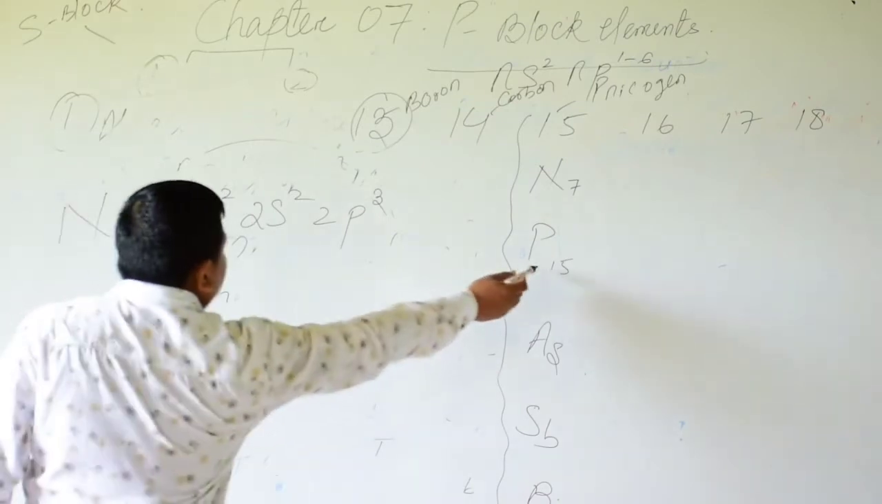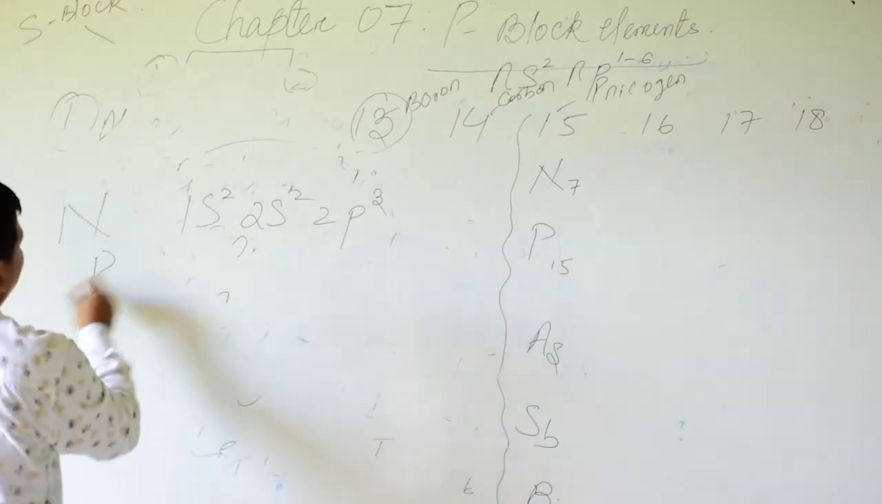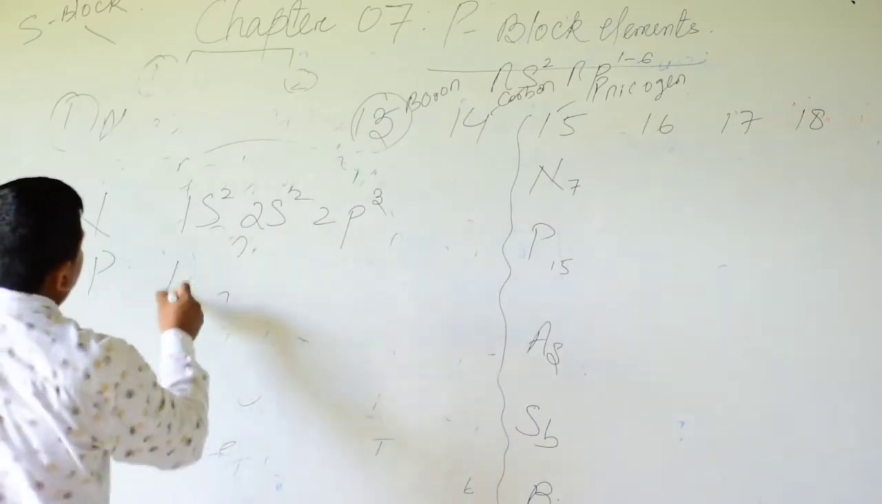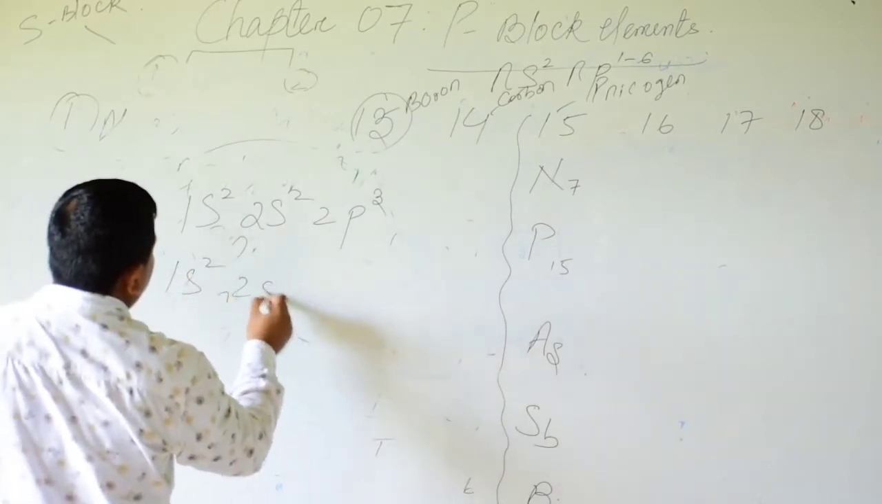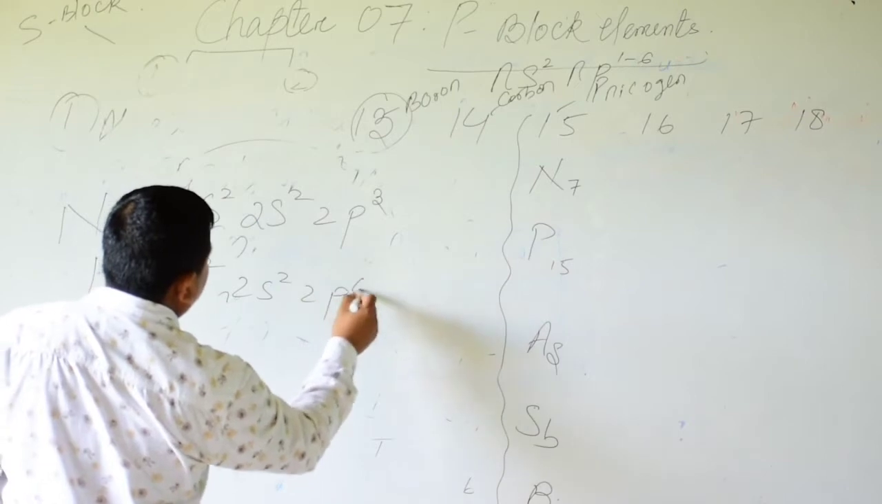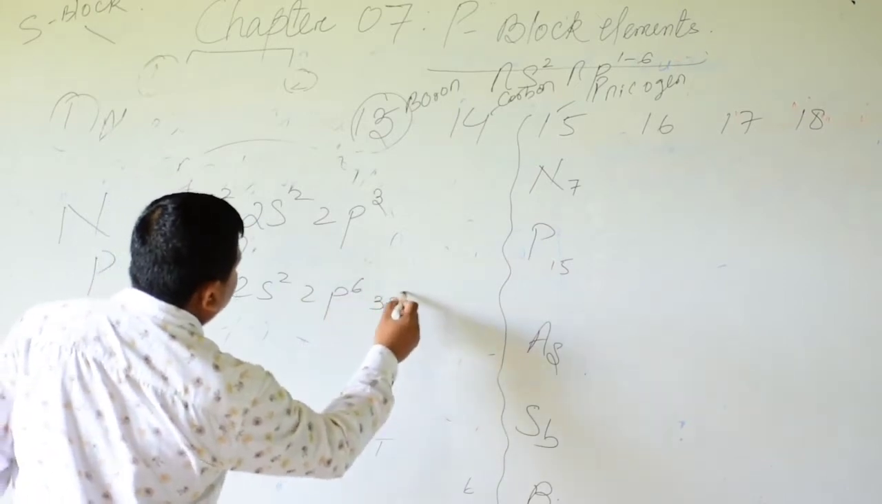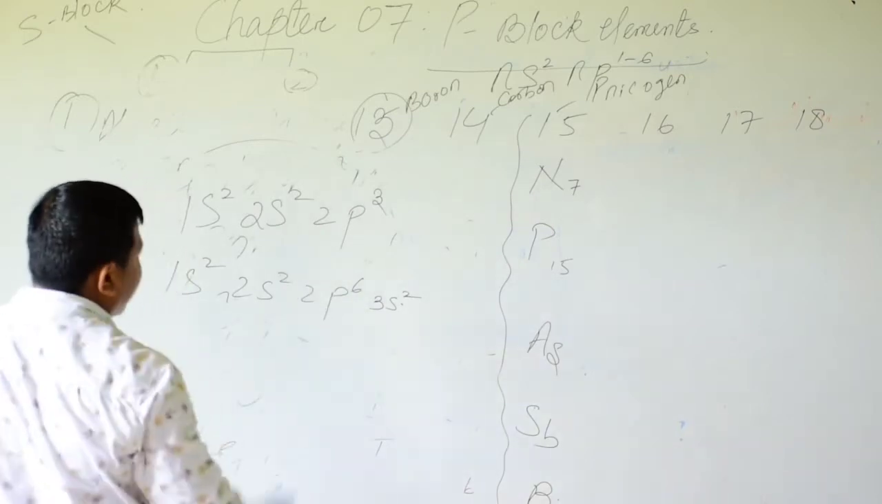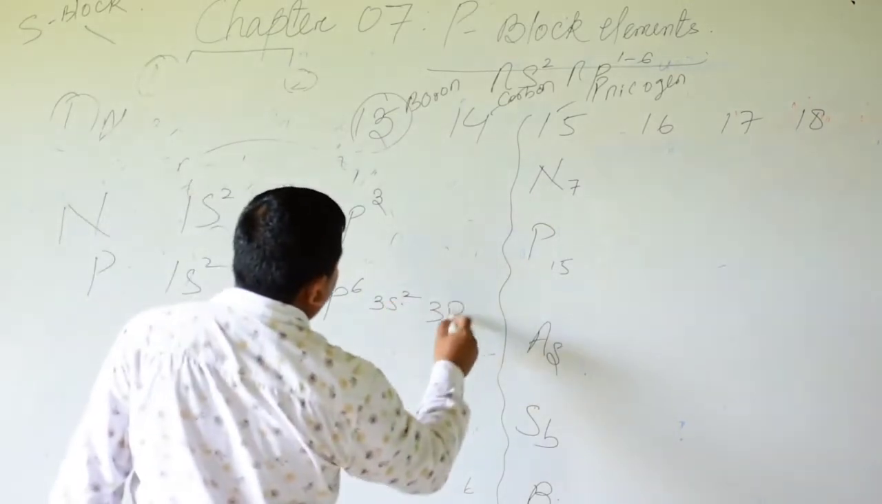Again I will show you for group number 15 only, phosphorus: 1s2, 2s2, 2p6, 3s2, so 2 plus 2 is 4, 4 plus 6 is 10, then 12, 3p3.